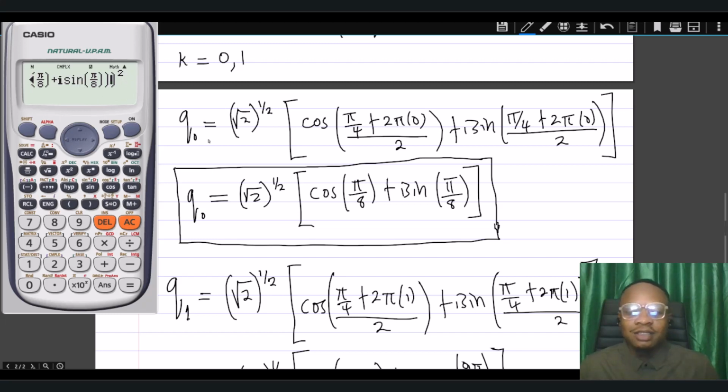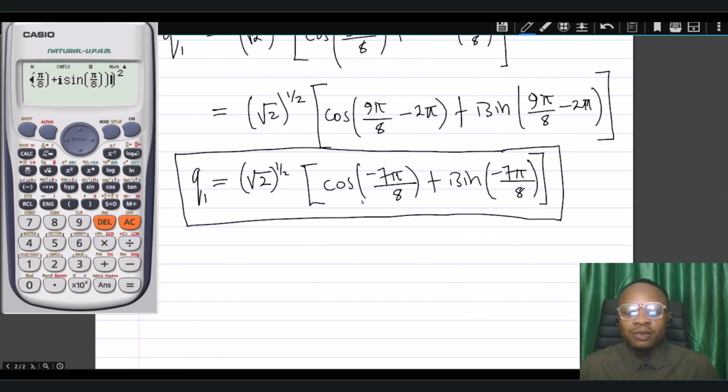And if we change this to the other one as well, we just change the argument. You see all of these things are the same except for the argument part. So this will be giving us minus 7 pi divided by 8. So we just change that to minus 7 pi. So let's see how it goes for that as well. Minus 7 pi divided by 8.